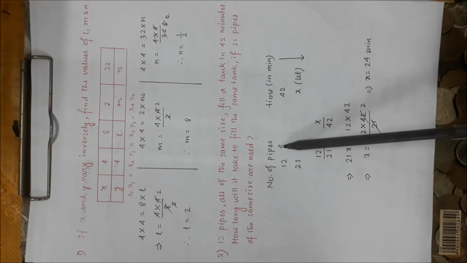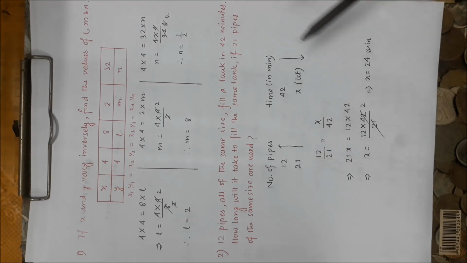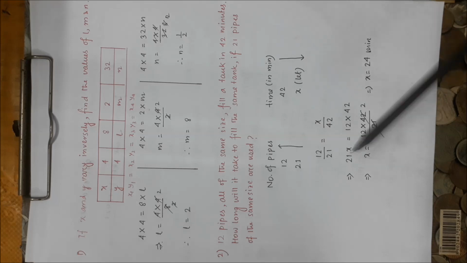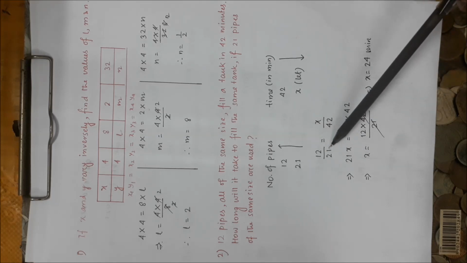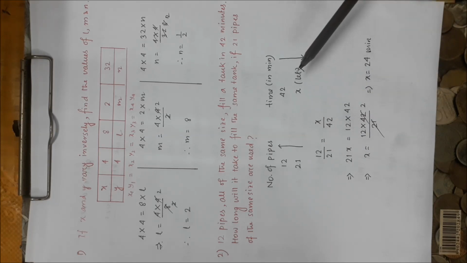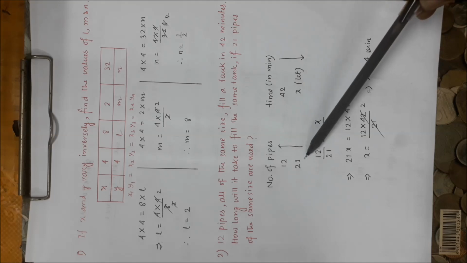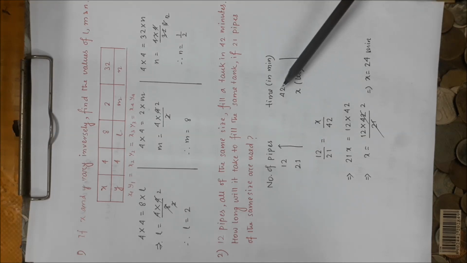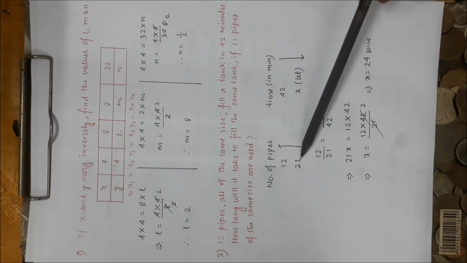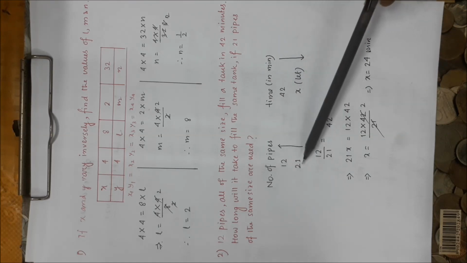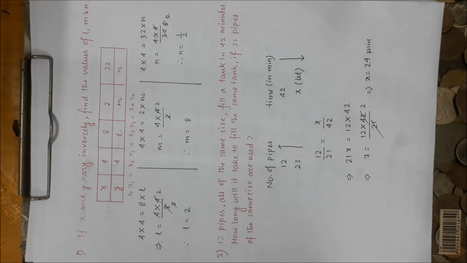The upward arrow represents the number of pipes increasing, and it causes the time to decrease. The downward arrow represents that time will decrease. So 12 by 21 equals, it is an inverse variation, so you need to take the reciprocal of one of the sides. If you are writing 12 by 21, then you need to write x by 42. Or if you write 42 by x, then you need to take the reciprocal of the other side, 21 by 12.